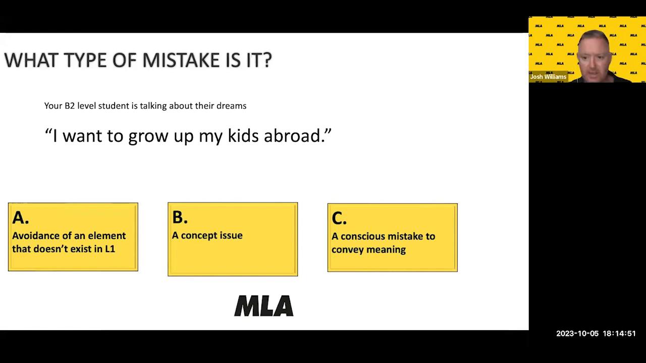People are generally saying A with a couple of Cs in there. Here the problem is the phrasal verb, grow up. They're trying to convey something to us, but using the wrong word because they don't fully understand the meaning, where what they should be saying is raise or bring up. And so here the problem is understanding the meaning of those different words. So it's a concept issue.